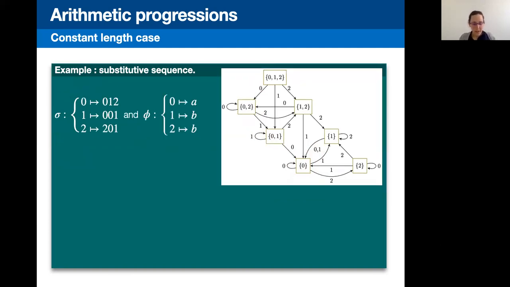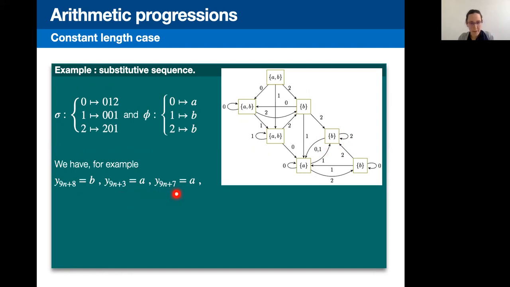And now if we want to apply a morphism, we apply it to all these alphabets, and we obtain this graph. We will find the previous constant arithmetic progressions in the substitutive sequence Y. And we will have another constant arithmetic progression here with period 3 that will appear, and we will have y_{3n+2} equals 2b for each integer n. So this is the constant arithmetic progression with the smaller period that we can find in the sequence Y. We can also find several other constant arithmetic progressions.